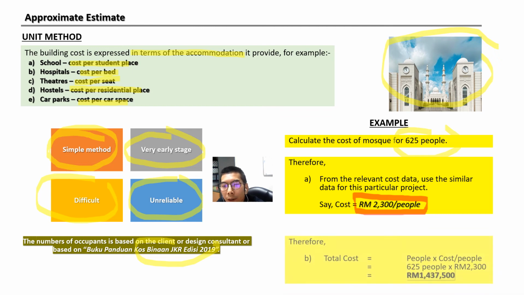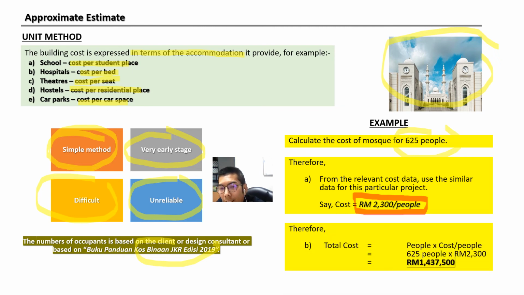So straight away, applying the unit method, in order to calculate the total estimate cost, you apply the formula: people times the approximate cost. It's given as 2,300. So 625 people times 2,300. You get your estimate cost for this particular project of almost 1.5 million ringgit Malaysian. Based on that, you can start your design.